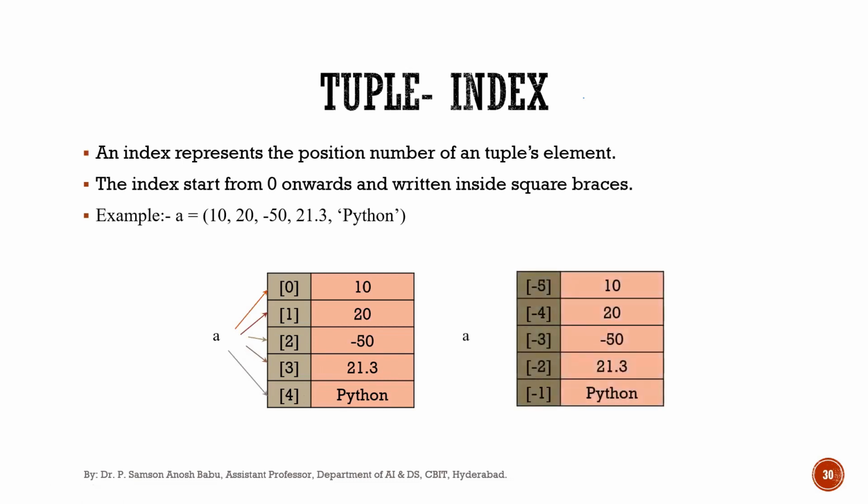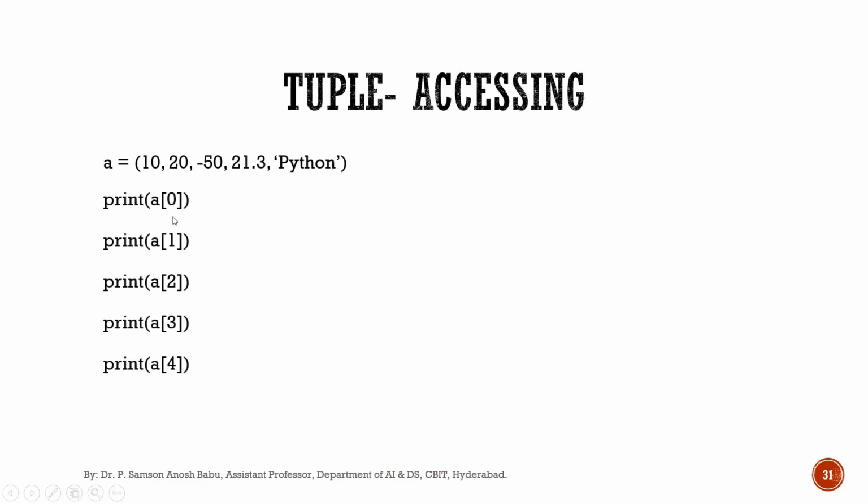Similarly, tuples can also have the last element index as -1, and before that -2, -3, -4, and -5, and so on. We can access the tuple using this index. Print A of 0 prints the first element of the tuple, and print A of 1 prints the second element of the tuple. Print A of 2 prints the third element of the tuple. Print A of 3 is the 21.3, that is the fourth element of the tuple, and print A of 4 prints the last element of the tuple.